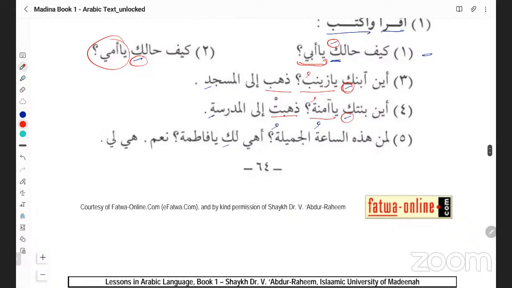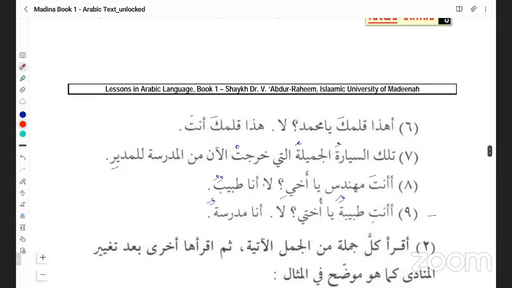لمن هذه السيارة الجميلة? To whom belongs, we done this before, we said liman means to whom belongs. So to whom belongs هذه الساعة الجميلة? Again, we have the man'ut and the na'at. So it will be to whom belongs this beautiful watch. أهي لك, again, because you are speaking about Fatima. أهي لك يا فاطمة? Does it belong to you, O Fatima? نعم لي. Yes, it belongs to me. And we see that when you use the lam, it belongs to, meaning that you own and possess that thing that I know that you have.